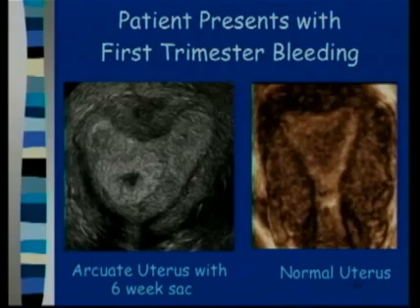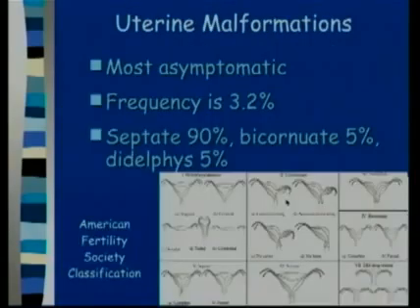Here's another patient with an arcuate uterus with a gestational sac. That's at about 6 weeks. But I didn't know if you'd even be able to tell she was pregnant. That's the normal for comparison.